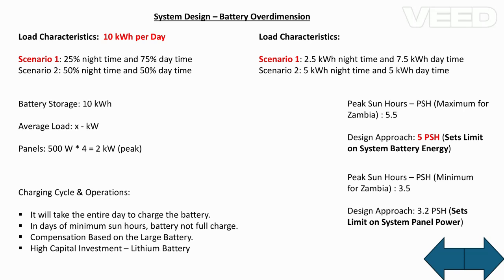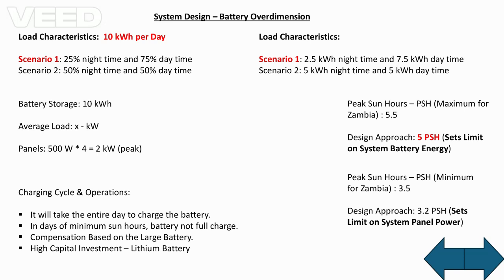So if we use 5 hours of peak sun hours, which sets the limit on the battery, and we overdimension this battery, so we keep the entire load demand per day in this battery, which is 10 kilowatt hours. So this gives us 500 watts times 4 panels, which is 2 kilowatt peak, or 2000 watts peak.